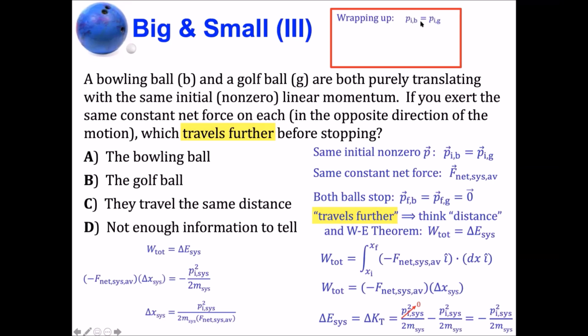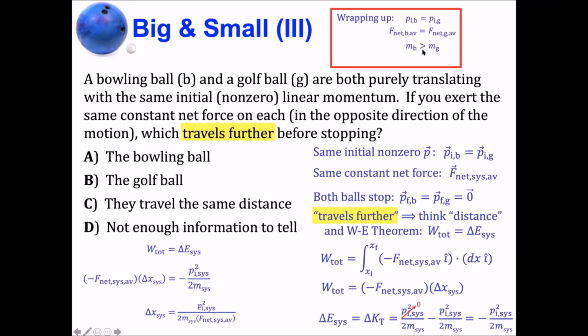Both the bowling ball and the golf ball have the exact same values of their initial linear momentum. And so the P initial for both balls is going to be the same, as well as the P initial squared. The net average force that both balls experience is the same constant value. So this net average force is going to be the same for both balls. And we also know that the bowling ball has a larger mass than the golf ball.